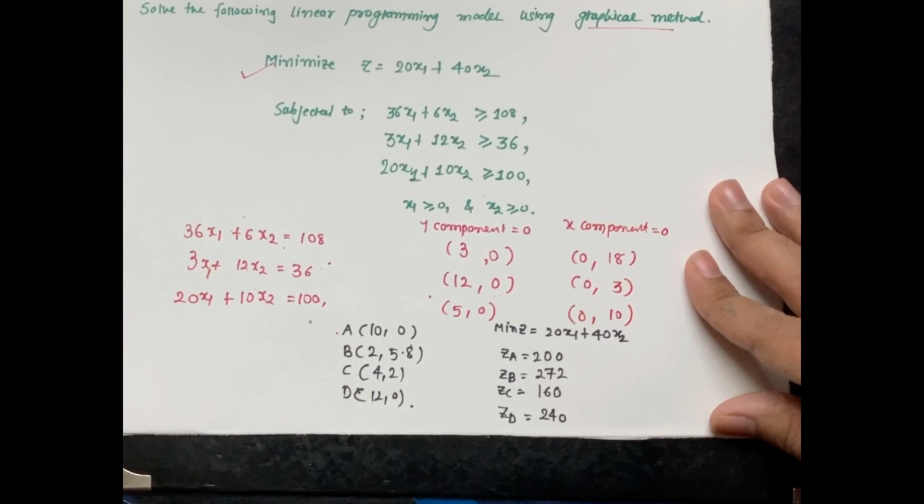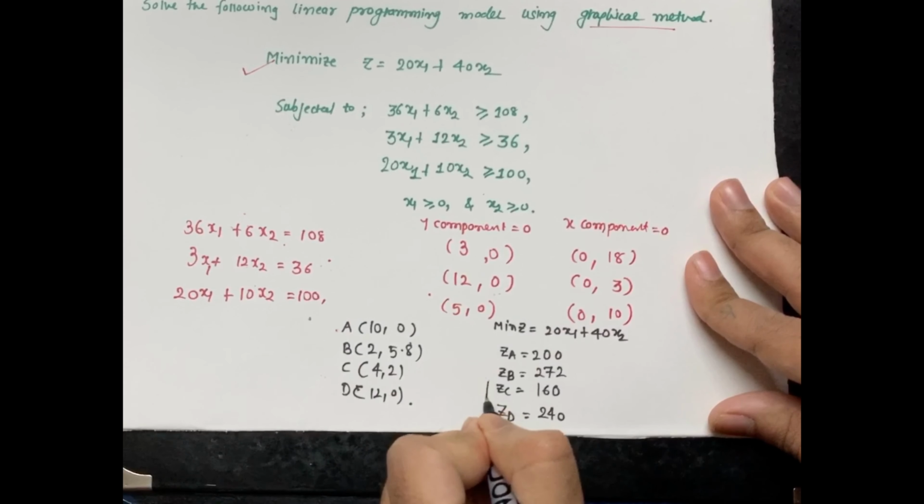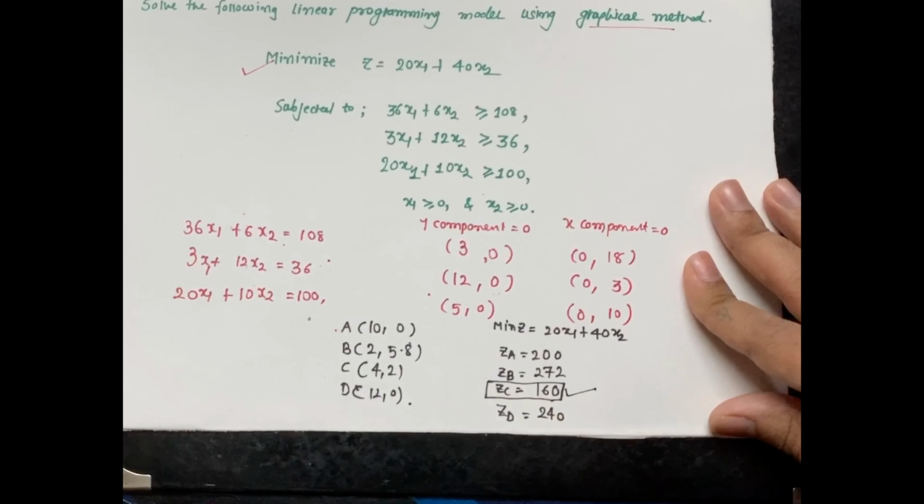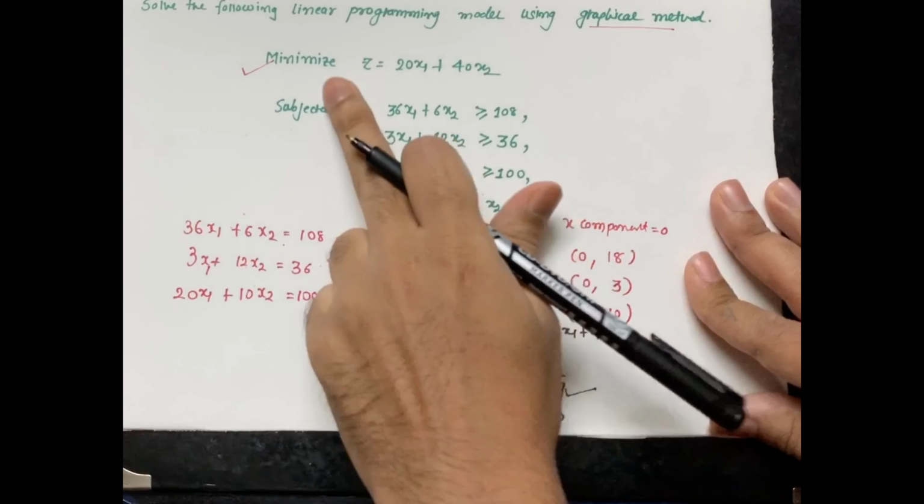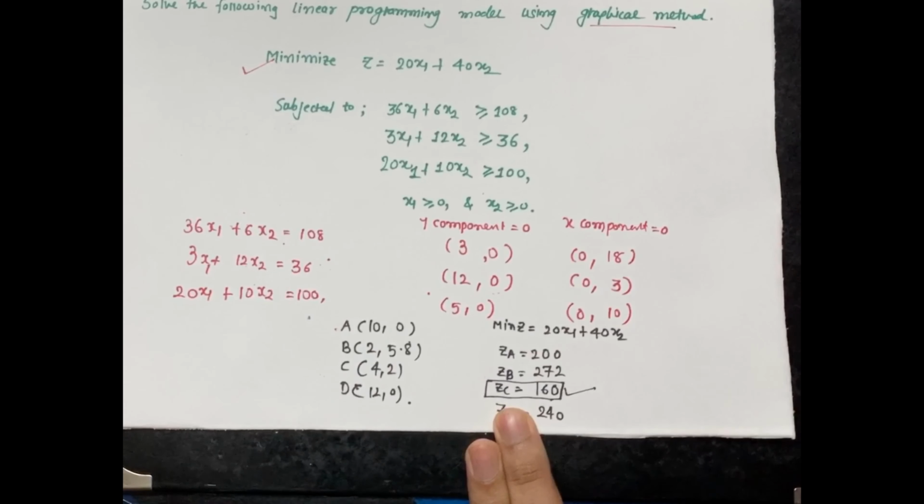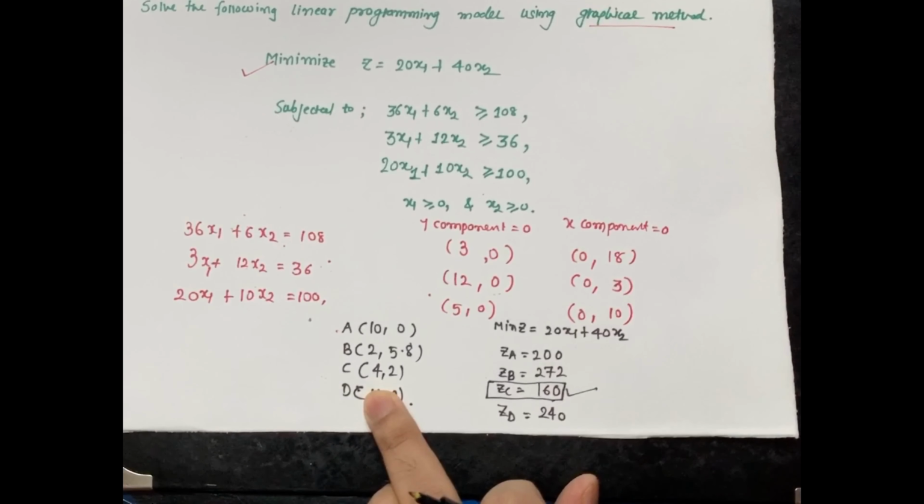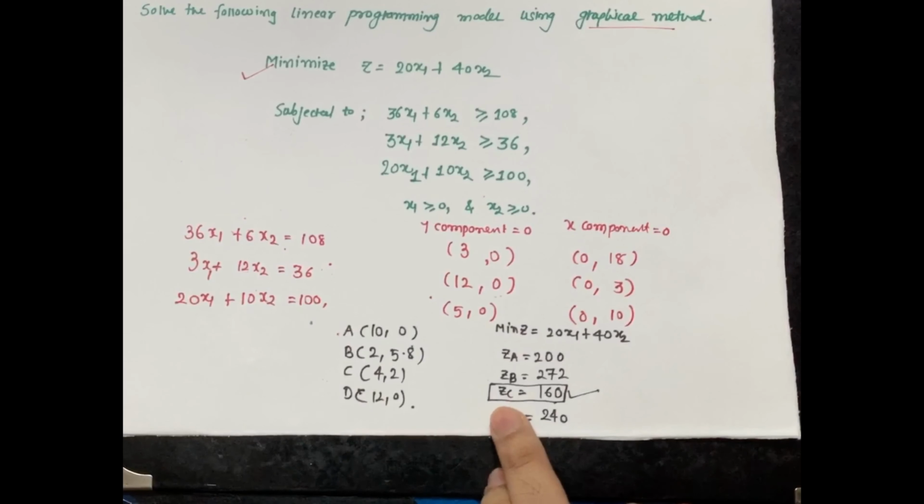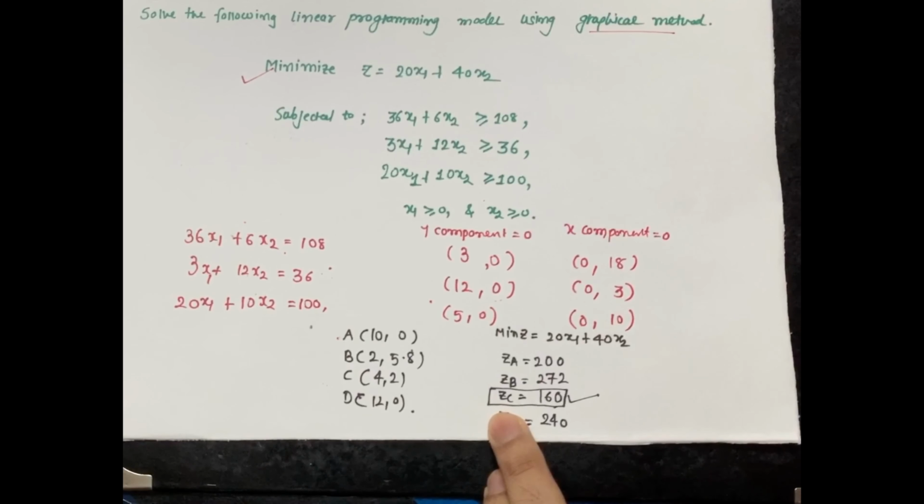So among these 4 points, which are identified from the graphical representation, this particular point C gives me the minimum value, 160. The objective function is again of minimization type. It satisfies this equation best. Hence, the value of x1 as 4 and the value of x2 as 2 should be selected, and correspondingly the minimum value of the function is 160.